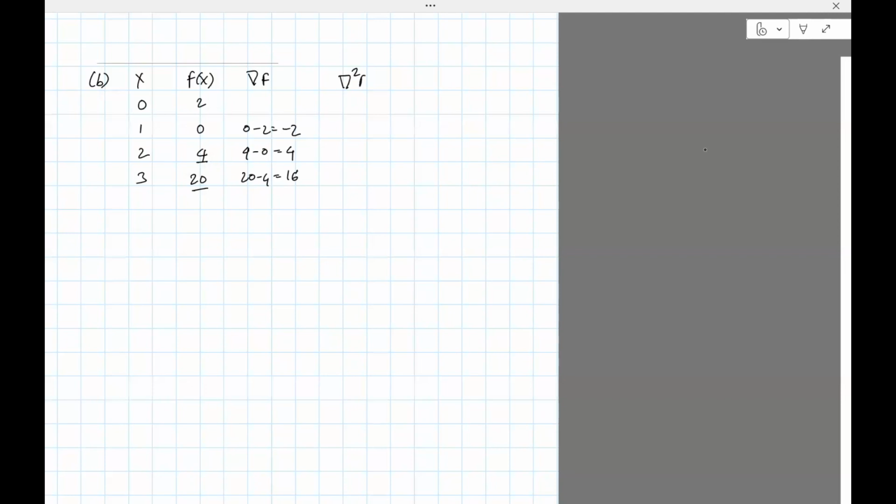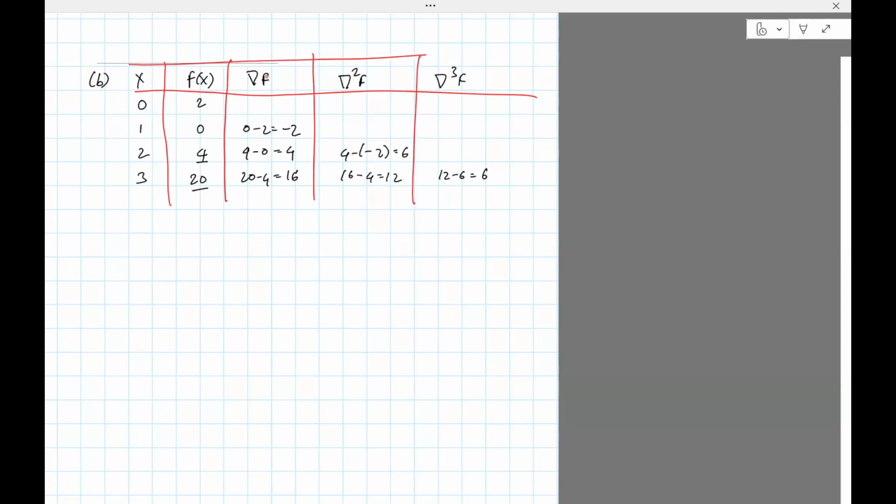Then we have delta squared f. We start from below. 16 minus 4 is 12. 4 minus of minus 2 is 6. And there are no more calculations. Then del cubed f is 12 minus 6, which is 6. Again, you don't have to write these calculations in this much detail in the exam or in the homework. I'm just writing it down so that when you refer to the notes later on, you're not confused where it came from.